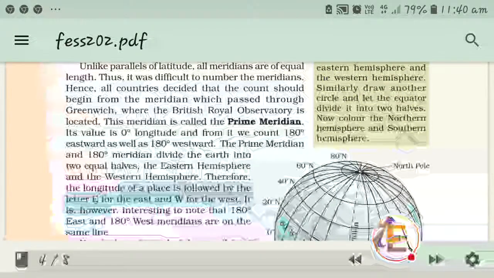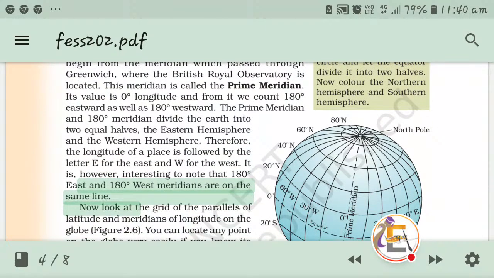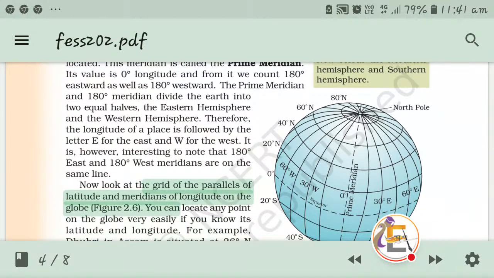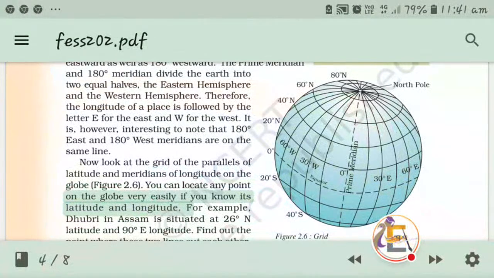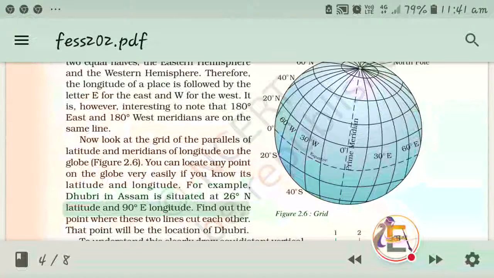180 degrees East and 180 degrees West meridians are on the same line. Now look at the grid of the parallels of latitude and meridians of longitude on the globe, figure 2.6. You can locate any point on the globe very easily if you know its latitude and longitude. For example, Dhubri in Assam is situated at 26 degrees latitude and 90 degrees longitude. Find out the point where these two lines cut each other. That point will be the location of Dhubri.